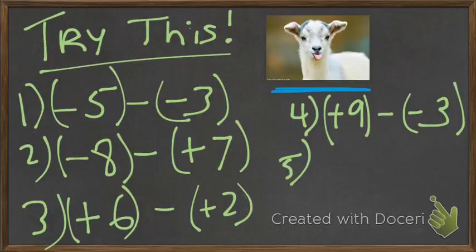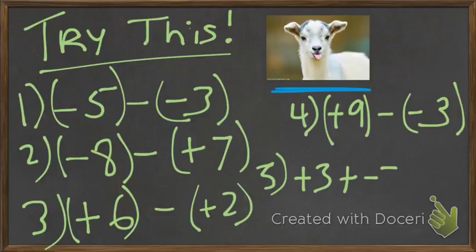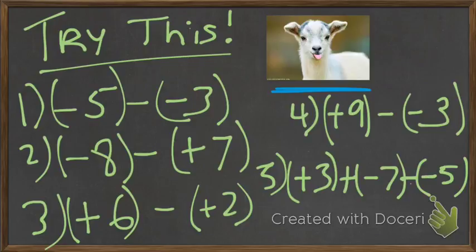And let's do one more that's slightly difficult, okay? And when I say that, I mean it's not difficult at all. Positive 3 plus negative 7, subtract negative 5. Give that a go, and we'll talk about that all tomorrow.